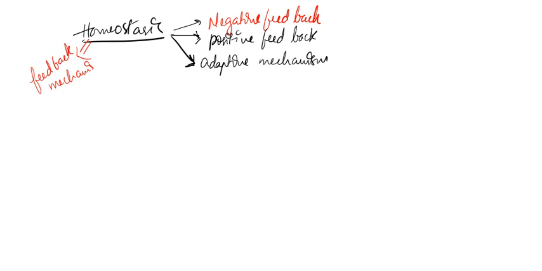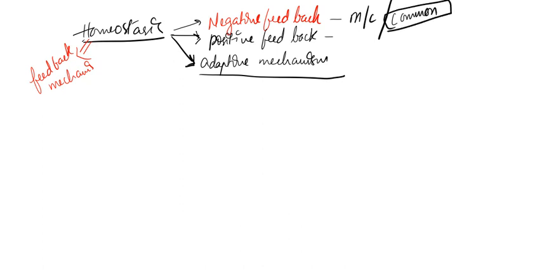Now this one is not that important, but here you have two components. Negative feedback is the most common feedback mechanism which occurs in the body. Positive feedback also occurs, but negative feedback is the most common phenomenon regarding feedback regulation which we observe in the body. Now what is negative feedback?